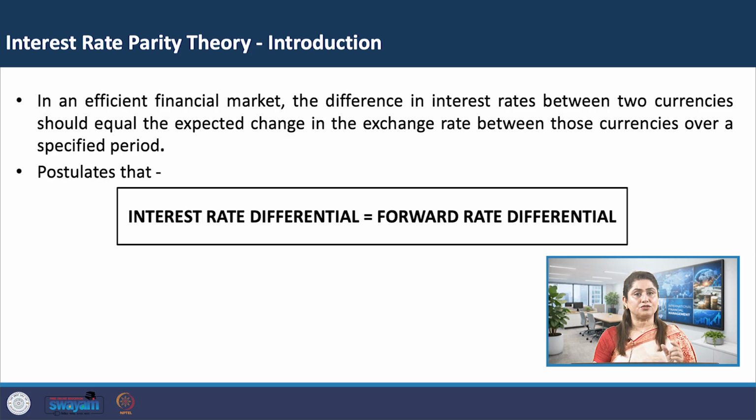The core postulate of IRP is simple, that is, interest rate differential is equal to forward rate differential. When these two are approximately equal, the market is in equilibrium. And as we will see shortly, it is arbitrage, the activity of profit-seeking investors, that forces this equality.